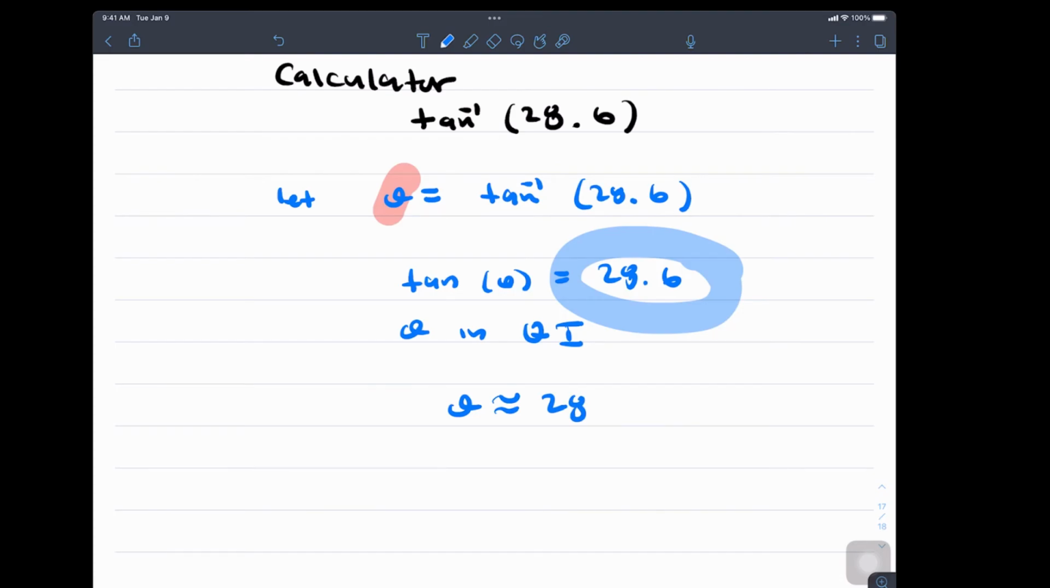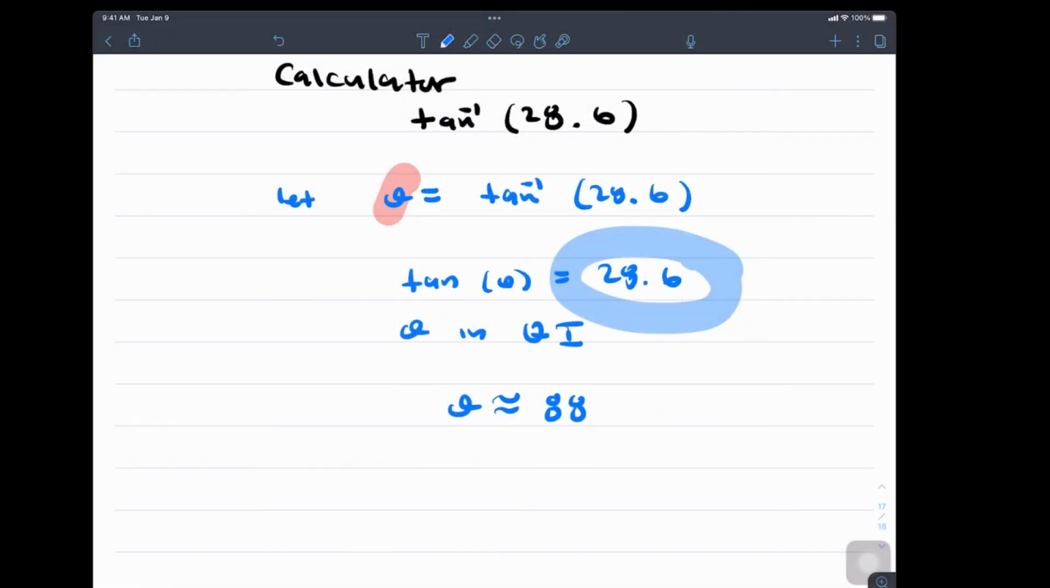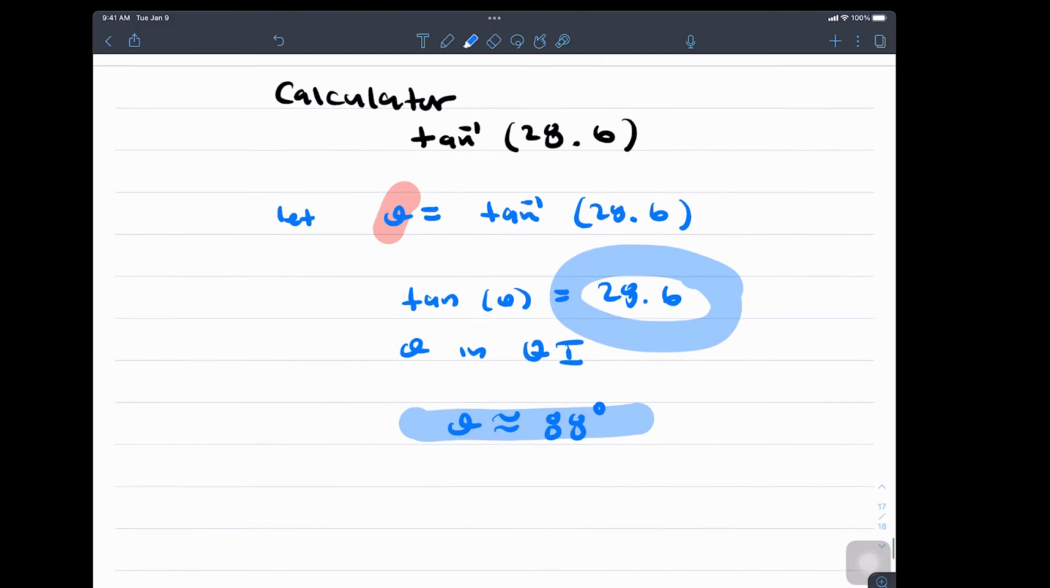I got to go back to the calculator. I didn't even look at the answer. No, 88 degrees, not 28. Wow. And that's a degree answer. Can you give a degree answer? Yes, if your calculator is set to degrees.